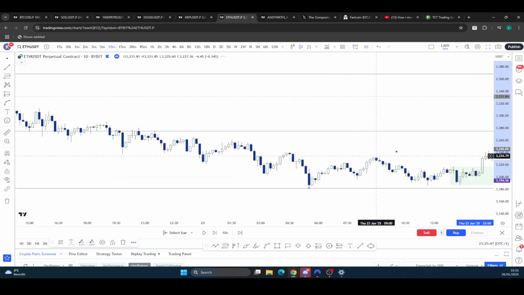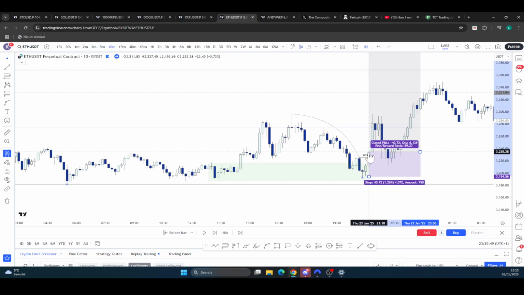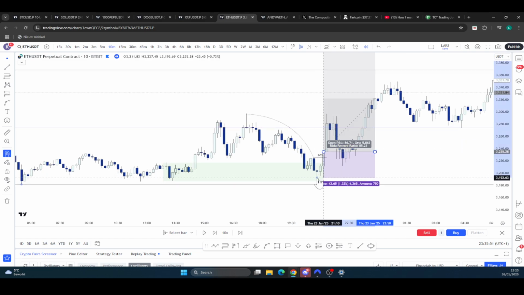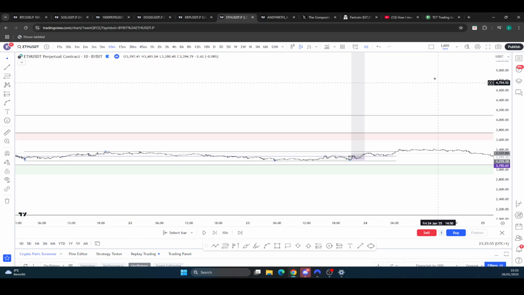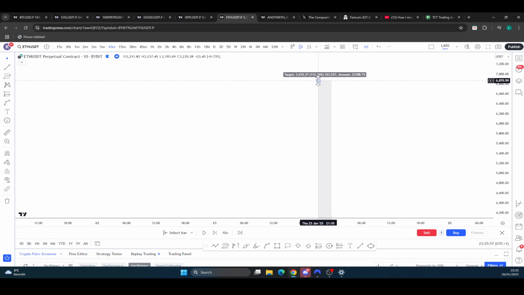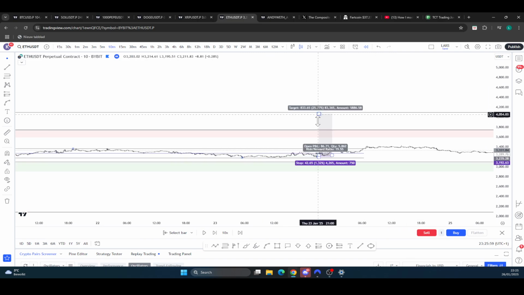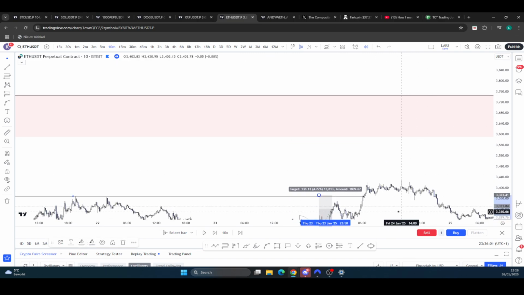I ended on the 10-minute break, so I'm going to check where that exactly is. There you go. That was the 10-minute break of structure. And I don't know why my TradingView is giving a 7K target. Maybe it's a signal that ETH is going to break out. But this was simply the trade.